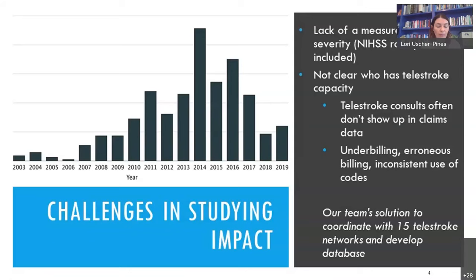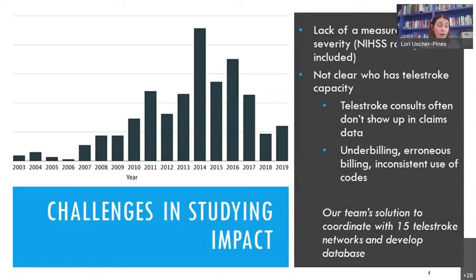But in addition to underbilling, you also find erroneous billing. For example, we've seen many claims that are linked to urban hospitals that were not actually eligible for reimbursement prior to the FAST Act in 2019. So erroneous billing, and then inconsistent use of codes, which is another issue. These things are not consistently coded. So many difficulties in working with claims data, and that makes it difficult to study the impact of telestroke and other provider-to-provider telehealth services at the national level.